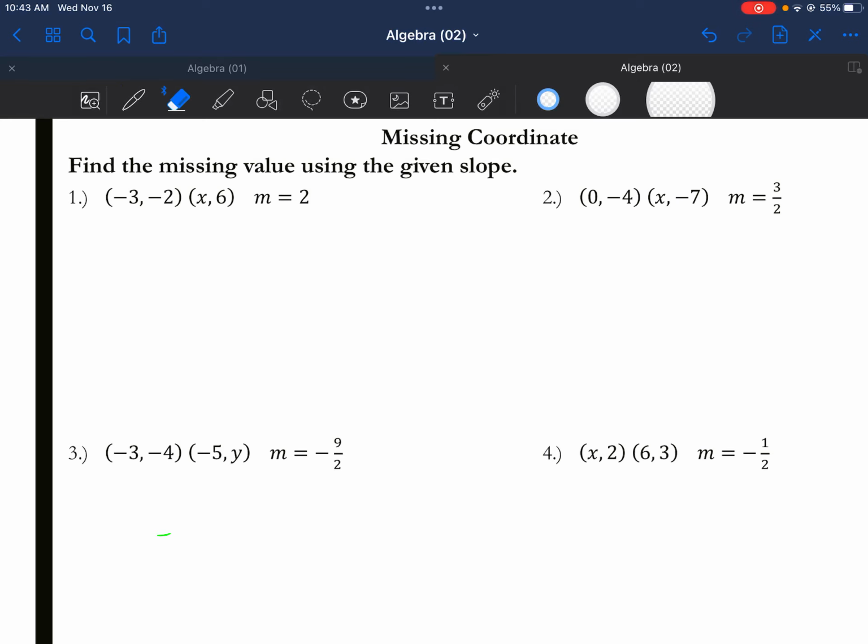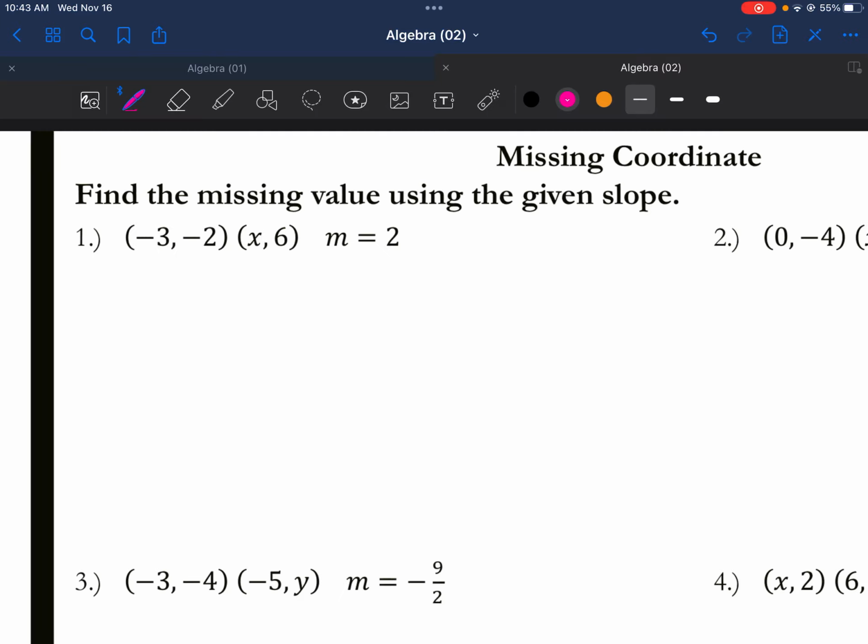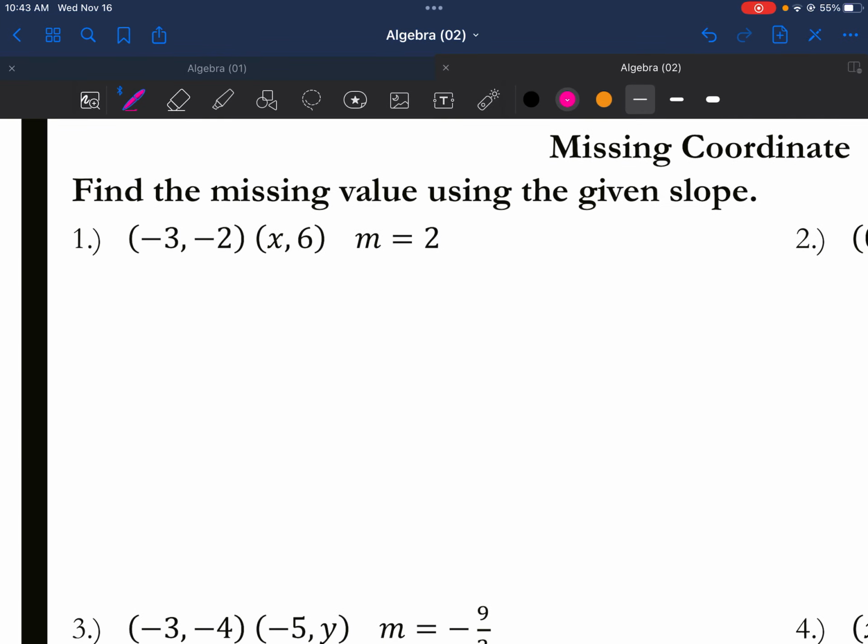So this is page 10 and a continuation of the lesson from slope. We're going to focus on when there's a missing coordinate. If you notice, you're given the slope this time, but you're missing one of the coordinate parts.